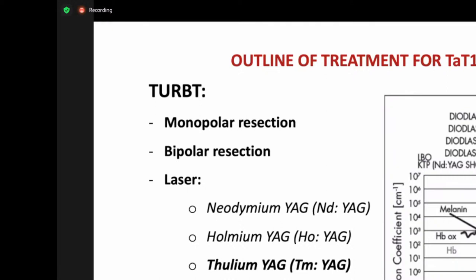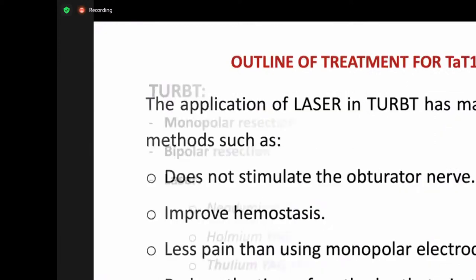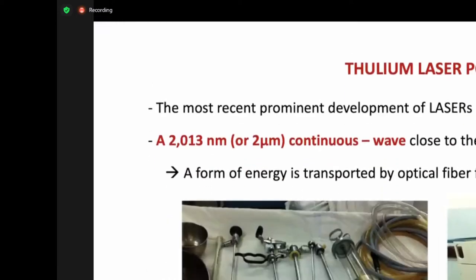So how about lasers? This is a relatively new method which has been applied in recent years. The application of laser in TURBT has many advantages over classical methods, such as not stimulating the obturator nerve, improved hemostasis, less pain than monopolar, and reduced irrigation with saline solution, helping avoid transurethral resection syndrome. You can see in this picture the laser machines and tools used at Vincent Hospital.